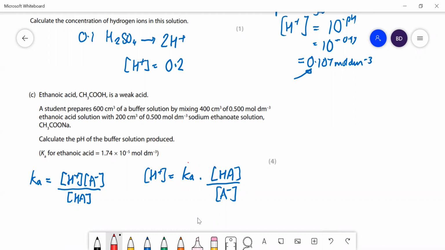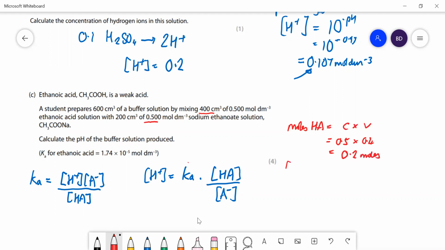So let's work out now. We can't put in the concentration of HA. It tells us the concentration of ethanoic acid is 0.5, but it gets diluted because you mix it up with something else. There's a couple of different ways of doing this. The way I like to do this is to work out the moles of HA. It's the concentration times the volume. The concentration was 0.5 multiplied by the volume, 400 cm cubed, that's 0.4 dm cubed. So that's equal to 0.2 moles.